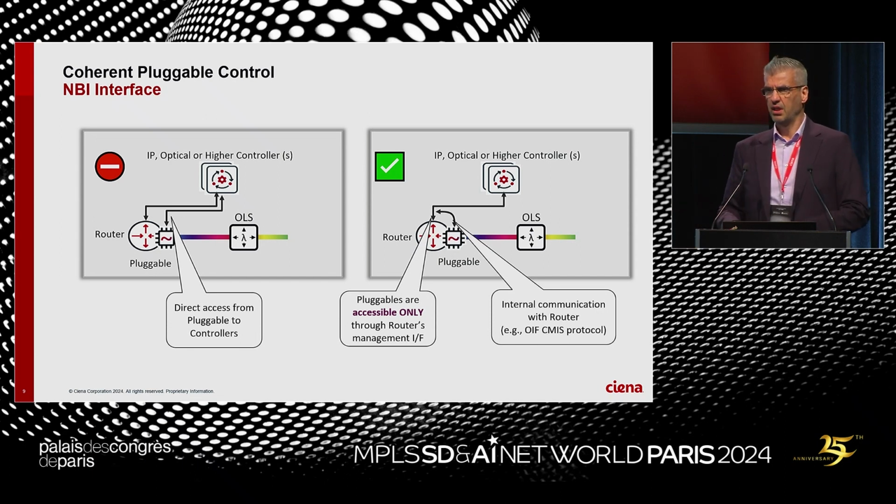So internally, the router talks to the pluggable, gets the information, and conveys information to the pluggable, depending on its configuration or telemetry, and through the northbound interface this will be exposed to the outside controllers.